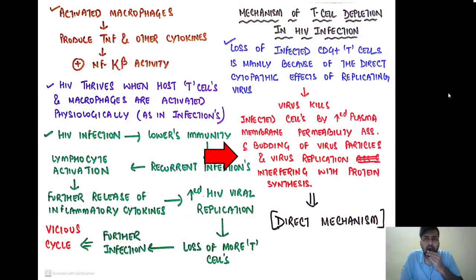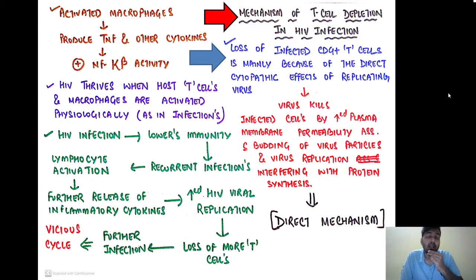So, we are going to discuss the mechanisms of T cell depletion in HIV infection. You have to understand that the loss of infected CD4 plus T cells is mainly because of the direct cytopathic effect of the replicating virus. So what is the cytopathic effect?